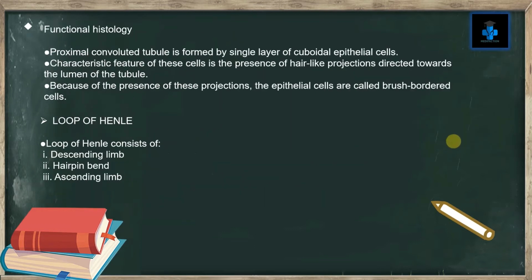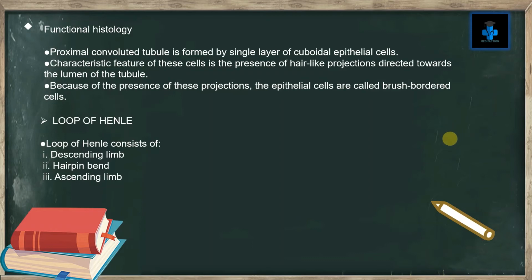Functional histology. Proximal convoluted tubule is formed by a single layer of cuboidal epithelial cells. A characteristic feature of these cells is the presence of hair-like projections directed towards the lumen of the tubule. Because of the presence of these projections, the epithelial cells are called brush-bordered cells.